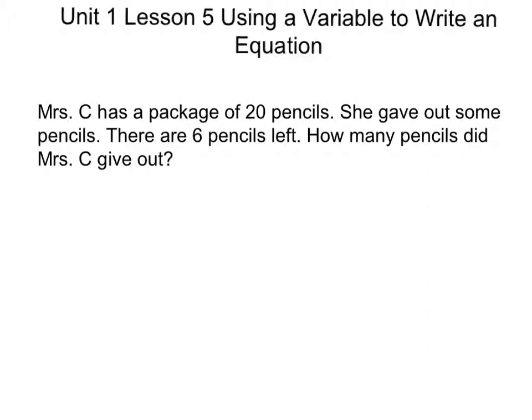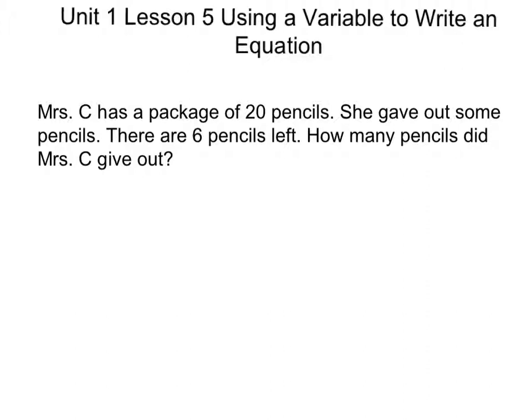So it says, Mrs. C has a package of 20 pencils. She gave out some pencils. There are 6 pencils left. How many pencils did Mrs. C give out? So what the students are going to be doing is basically writing an equation to help them solve this word problem. And they need to write an equation using a variable for the unknown term.